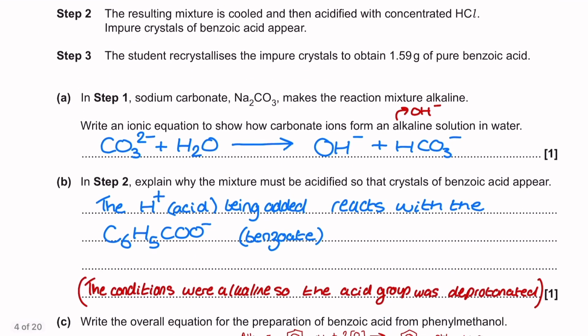In step 2, explain why the mixture must be acidified so that the crystals of benzoic acid appear. And it's because adding that acid, as I mentioned before, is reacting with the carboxylate group. So if I just circle that up just here, the benzoate group just there, and it's protonating it.